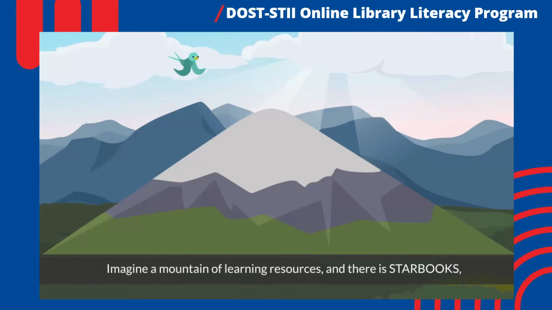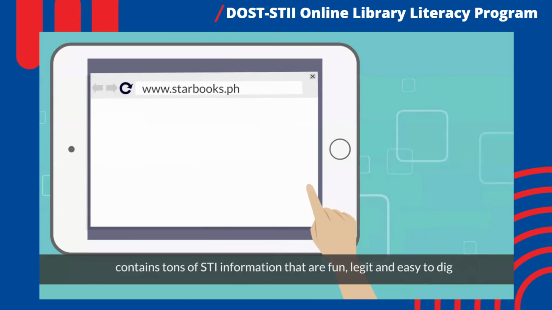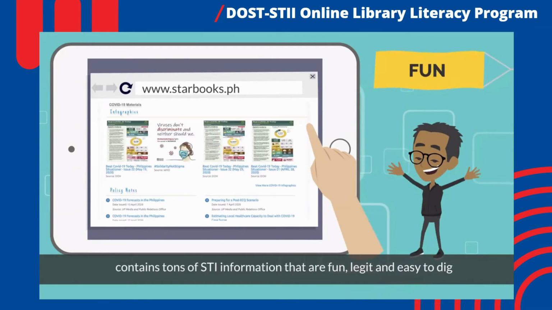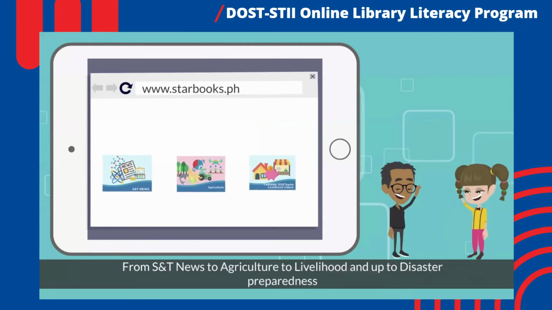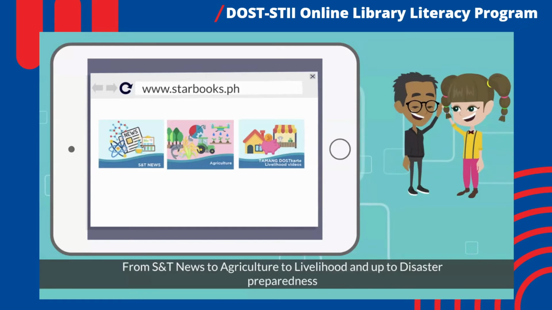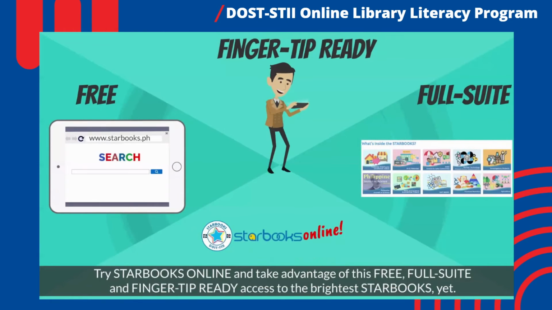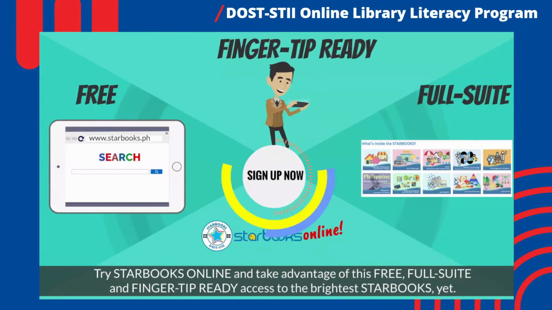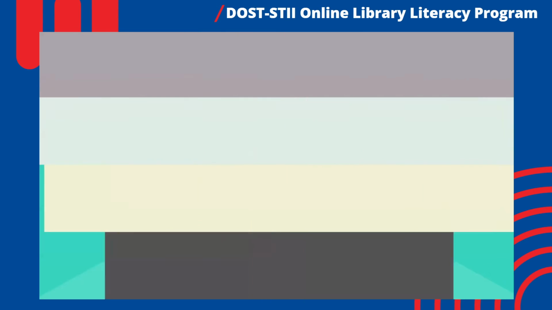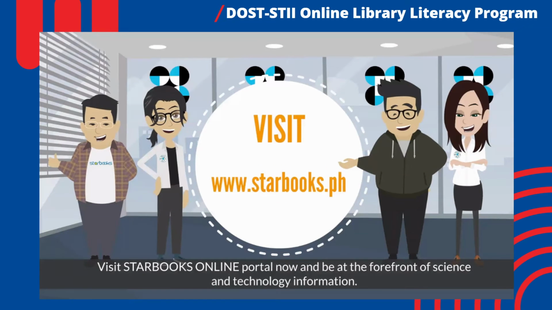Imagine a mountain of learning resources, and there is Starbooks, a beaming gold on the internet scene. Contains tons of STI information that are fun, legit, and easy to dig. From S&T news to agriculture to livelihood and up to disaster preparedness. Say it! Starbooks has it! Try Starbooks Online and take advantage of this free, full suite, and fingertip-ready access to the brightest Starbooks yet. Visit Starbooks Online portal now and be at the forefront of science and technology information.